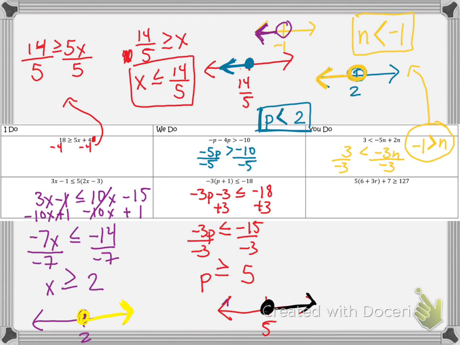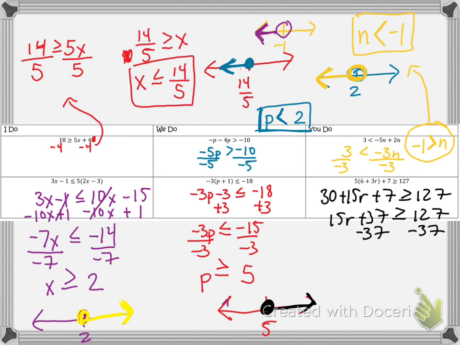Alright, last one we're going to go ahead and distribute. We have 5 times 6 is 30 plus 15r plus 7 greater than or equal to 127. And let's combine like terms. I have 15r plus 37 greater than or equal to 127. And I'm going to subtract 37 on both sides. 15r is greater than or equal to 90.